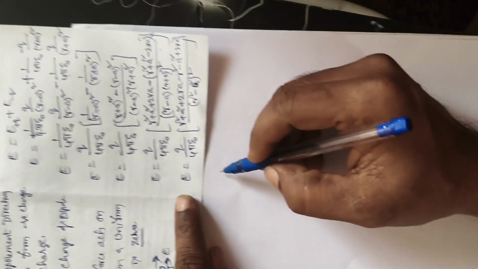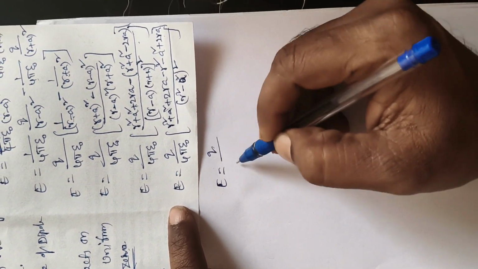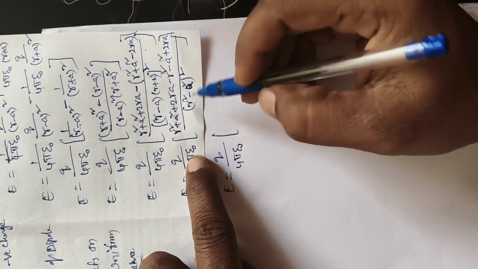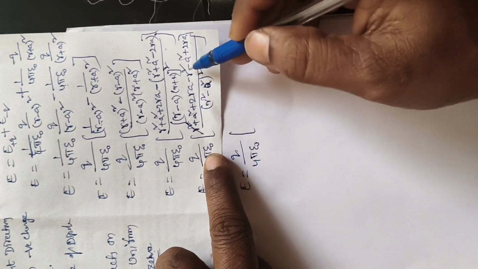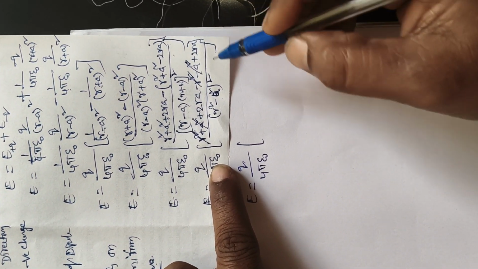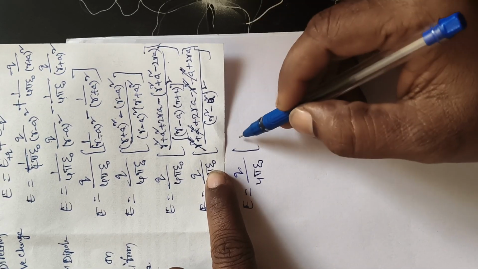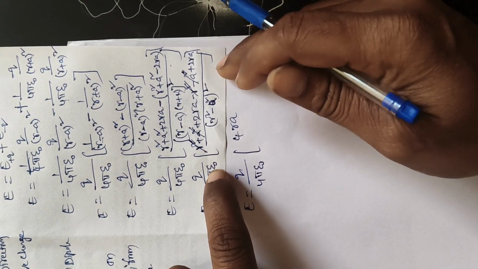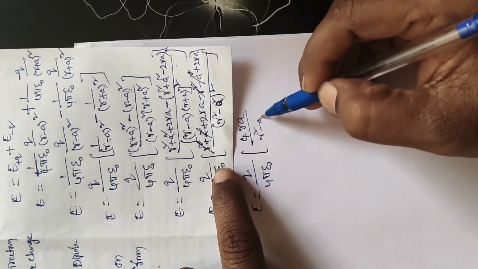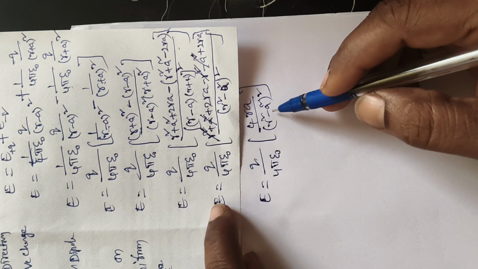See here, E is equal to Q divided by 4 pi epsilon naught. So once you observe here, R square minus R square, plus A square minus A square cancel. Remaining what? 2RA plus 2RA. That means 4RA. So next divided by (R square minus A square) whole square. So up to here, understood?